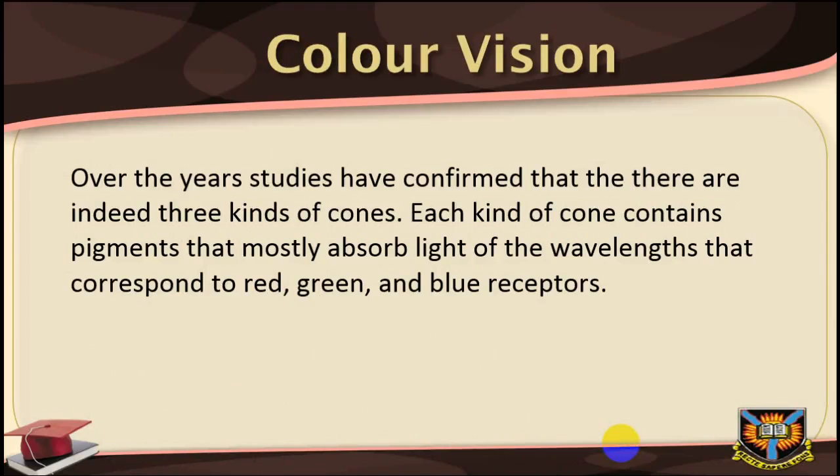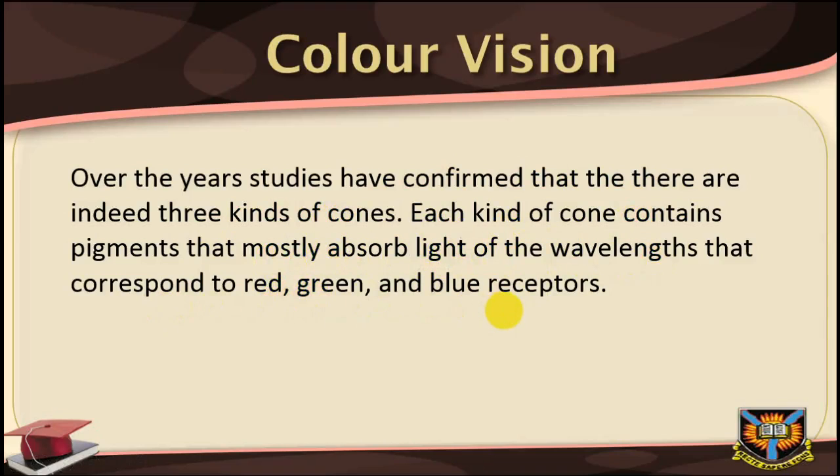According to this theory, all sensations of color result from different levels of stimulation of the red, green, and blue receptors. Over the years, studies have confirmed that there are indeed 3 kinds of cones. Each kind of cone contains pigments that mostly absorb light of the wavelengths that correspond to red, green, and blue.